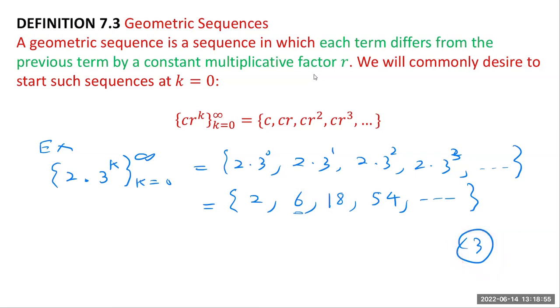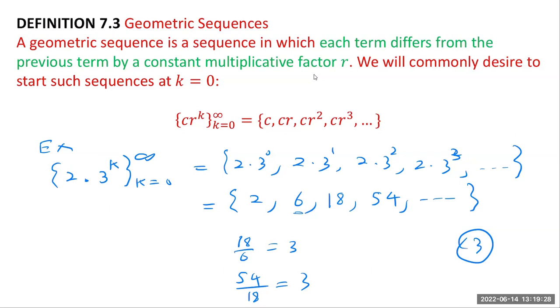Or in other words, if you take the ratio between any 2 consecutive terms, it's going to be 3. When you take the ratio, you have to divide the right hand side term by the left hand side term. 18 divided by 6 is equal to 3, and 54 divided by 18 is also 3. No matter which 2 consecutive terms you take, this ratio is always going to be 3. That's what we mean by each term differs from the previous term by a constant multiplicative factor.